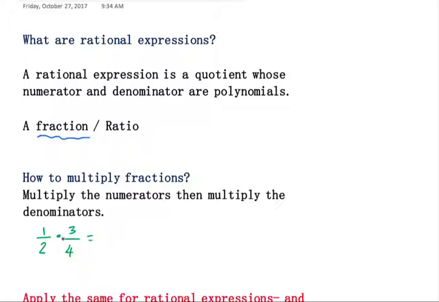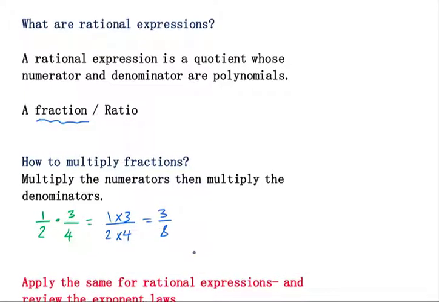Now, let's try this one. 1/2 times 3/4. 1 times 3 over 2 times 4. So we have multiplied the numerators and the denominators, which yields 3 over 8. Now, whenever you get an answer in math, you want to try to simplify it as much as possible. Are 3 and 8 multiples of the same number? They are not. So this is the simplest answer right here.